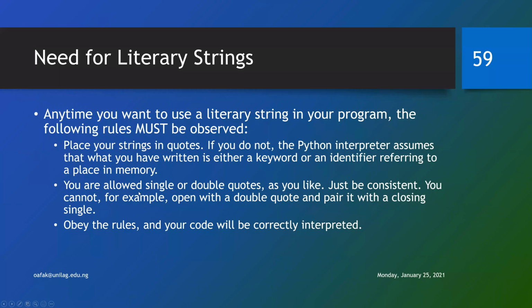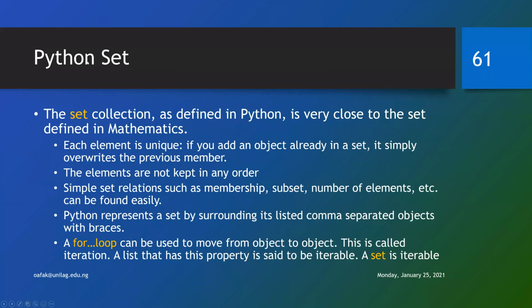So that is for looping. Python set. We want to just explain, because you know what a set is in your mathematics, and Python also has its own idea of a set. The set collection that we have been using in Python is very close to the set defined in mathematics. It's not exactly the same, but it's almost the same. Each element is unique. If you add an object already in the set, it simply overwrites the previous member. The elements are not kept in any order. Simple set relations like membership, subsets, and number of elements can be found easily.